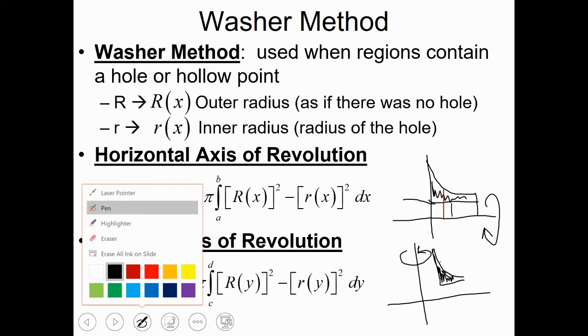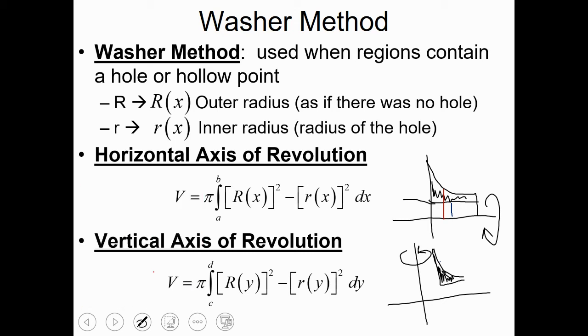Now my big radius is going to go from the y-axis all the way out. And then my small radius is going to go from the y-axis to the beginning of the shape. So again, a big radius and a small radius. You always put your pencil on the axis of revolution and then draw perpendicular from that to draw each radius.